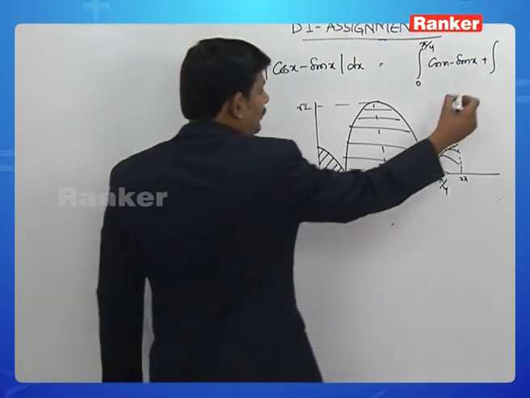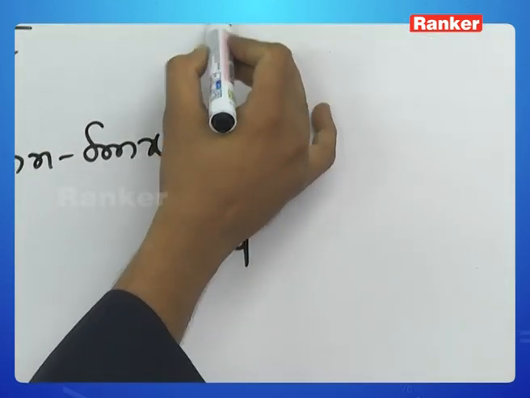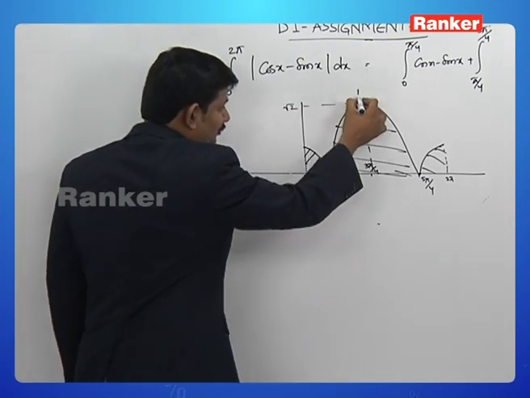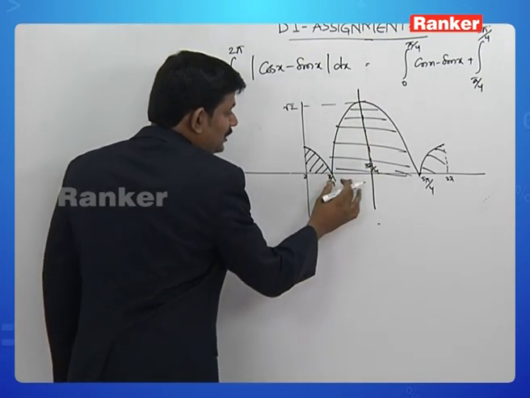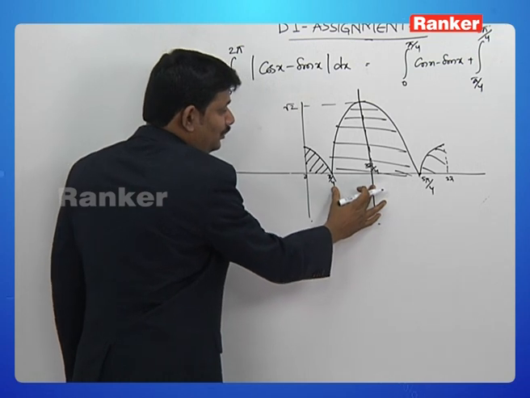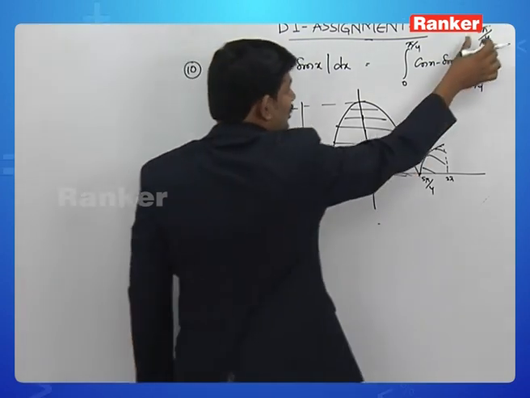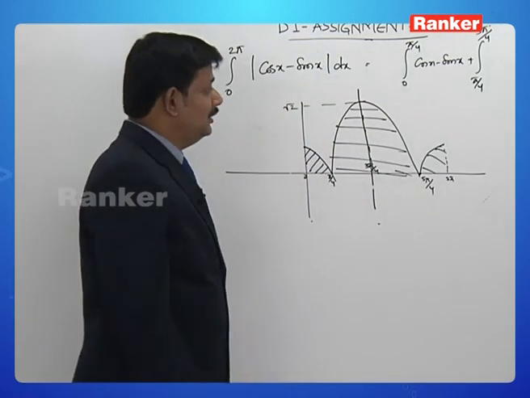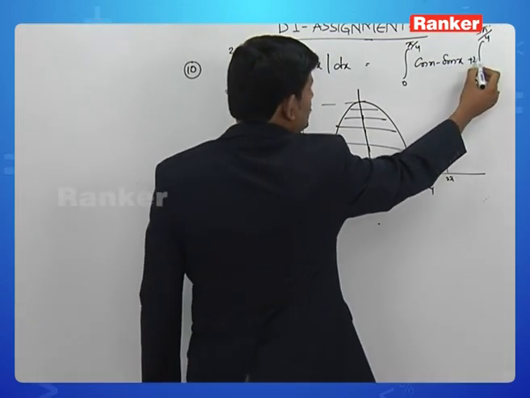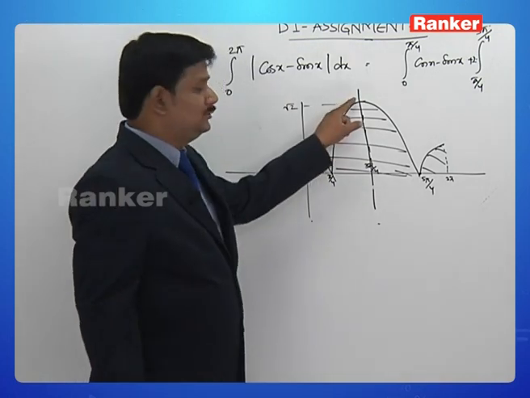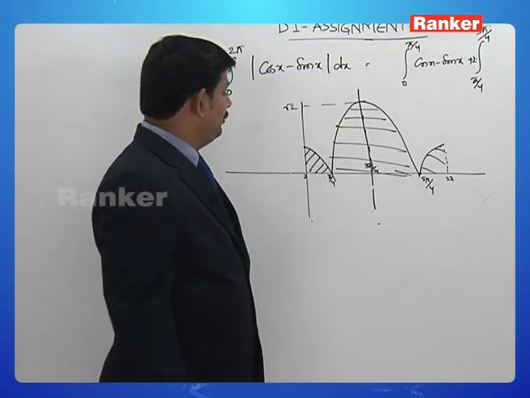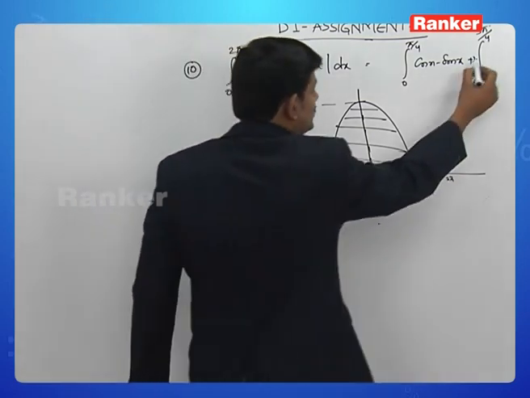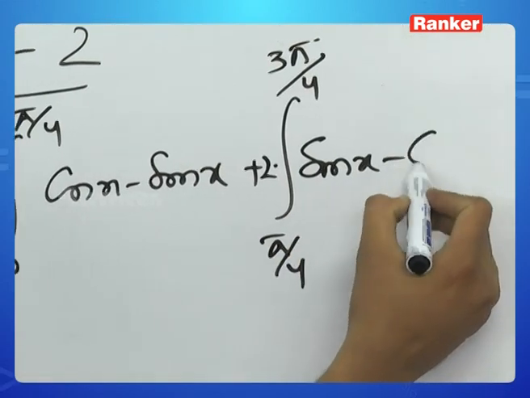integral pi by 4 to 5 pi by 4. Instead of evaluating from pi by 4 to 5 pi by 4, we can write 2 times integral from pi by 4 to 3 pi by 4, and between pi by 4 and 3 pi by 4 sin x is more than cos x. So, this integral is sin x minus cos x.